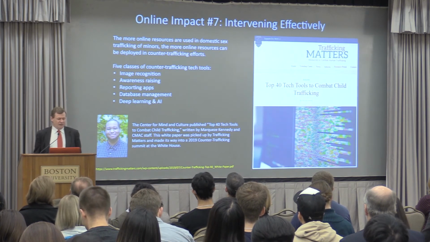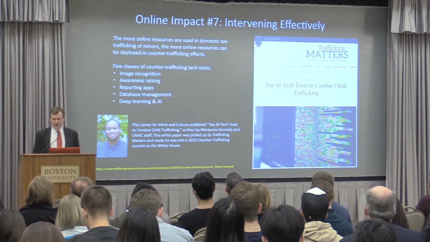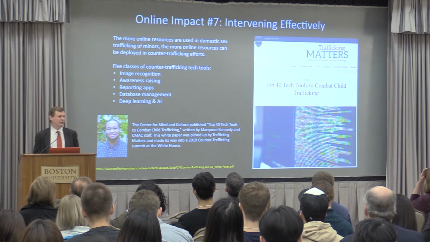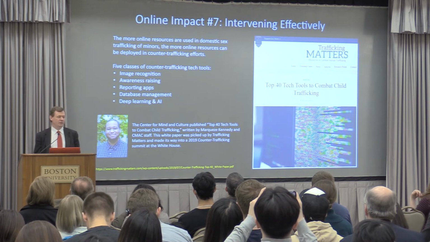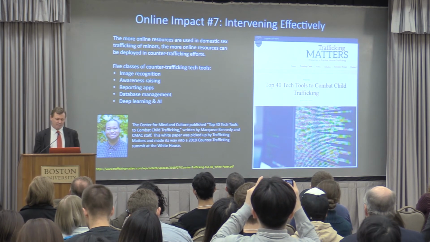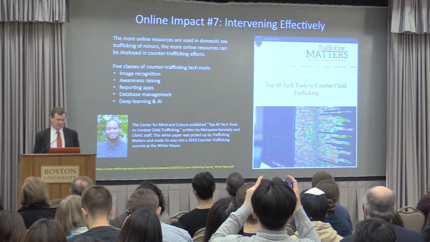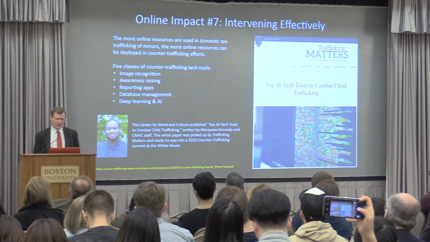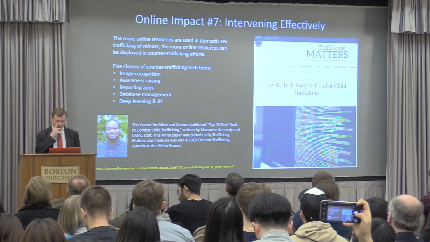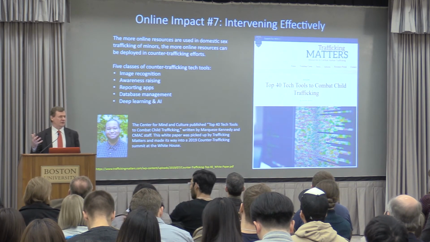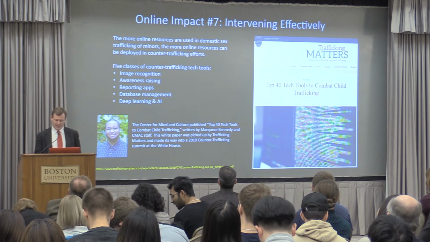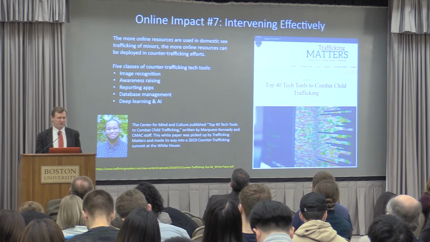And finally, intervening effectively. Our group produced the top 40 tech tools to combat child trafficking, which is a white paper that found its way into Trafficking Matters and then ultimately into a 2019 counter-trafficking summit at the White House. This particular document produces 5 classifications of reviewed products, all of the digital kind, that are being used at the moment to try and intervene.